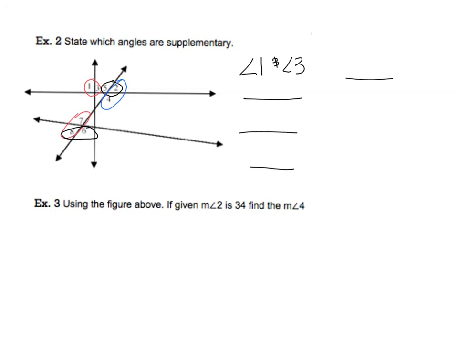Example 3, using the figure above, if given the measurement of angle 2 up there is 34 degrees, then find the measurement of angle 4. Now they're supplementary, so that should be hopefully a piece of cake, piece of pie, 180 minus 34. I will leave you to conclude with the answer. So write it in. Don't forget it. I'll be looking.